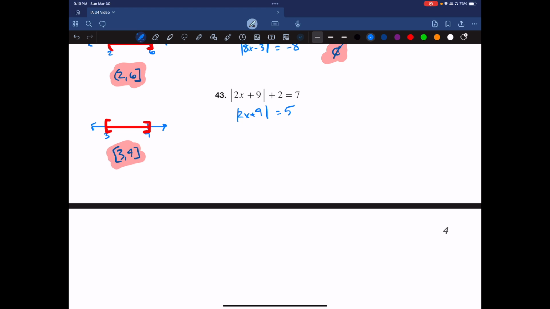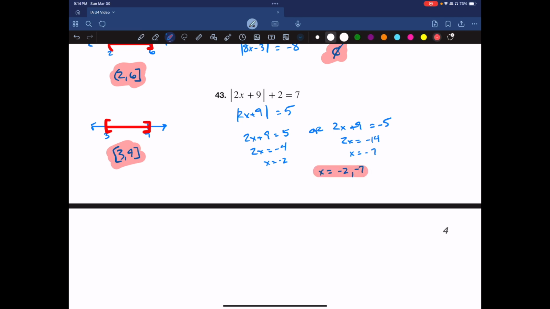Now, you work with this by dropping the absolute value. You're going to say 2x plus 9 equals 5. But remember, the inside could also be negative, so I'm going to say, or 2x plus 9 equals -5. I work both to figure out what my answers are. So 2x equals -4, x equals -2, or 2x equals -14, x equals -7. So x equals -2 or -7. Okay, and that's how you do that.